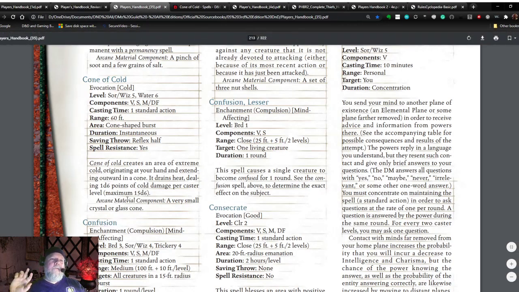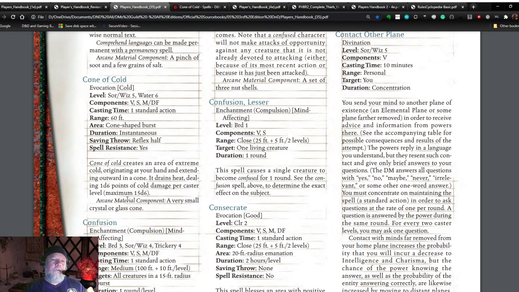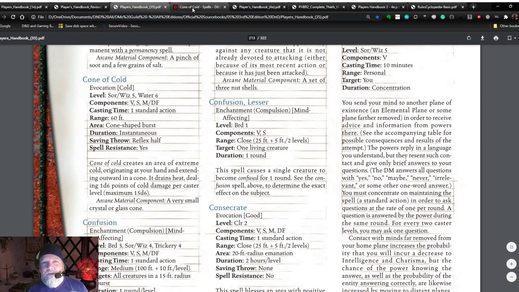All right. 3rd edition: for sorcerers and wizards and the water domain, level 6, and sorcerers and wizards level 5. Creates an area of extreme cold originating in your hand, extending outward in a cone, drains heat, dealing 1d6 points of cold damage per caster level to a maximum of 15d6.